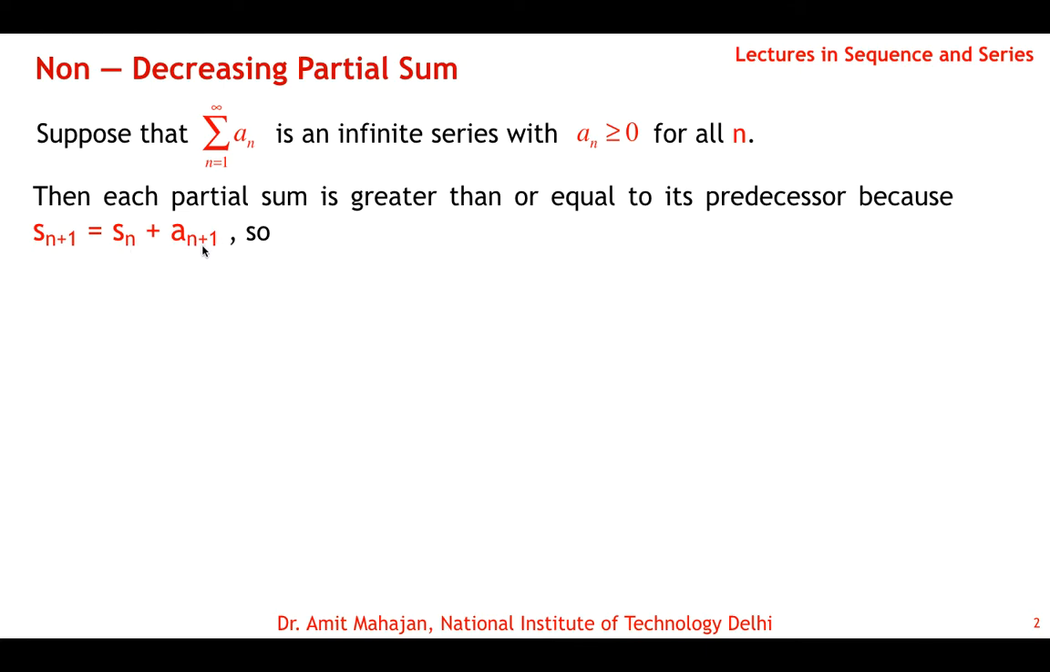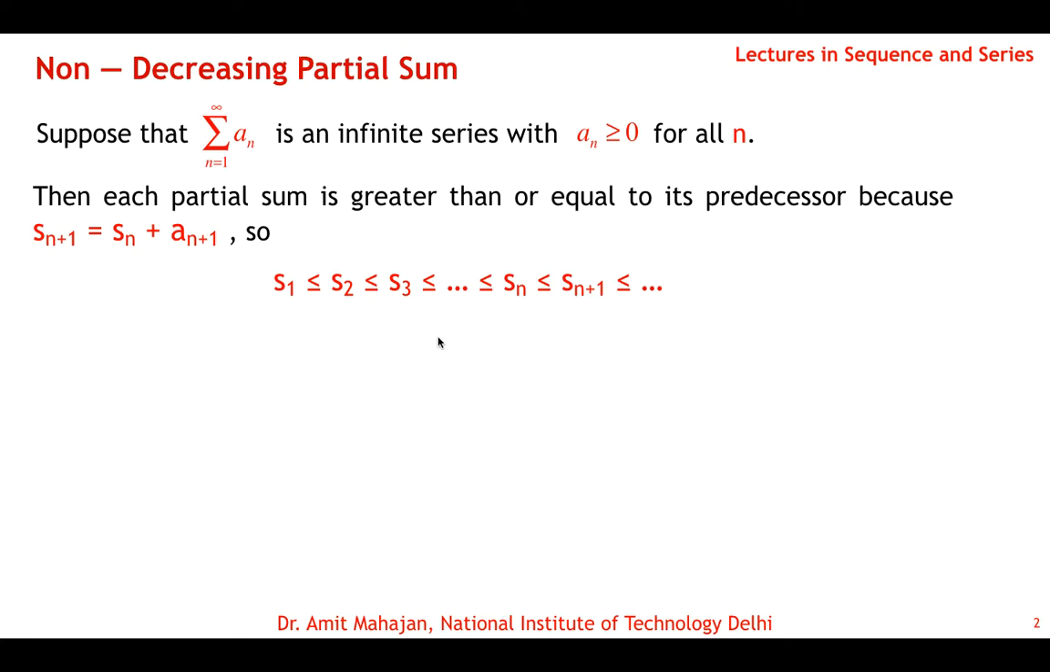And a_(n+1) is greater than or equal to 0, so that means S_(n+1) is either equal to S_n if a_(n+1) is 0, or greater than S_n if a_(n+1) is positive. This means that the partial sums are non-decreasing, and we can say that S_1 is less than or equal to S_2, less than or equal to S_3, less than or equal to S_n, and so on. So the partial sums form a non-decreasing sequence.